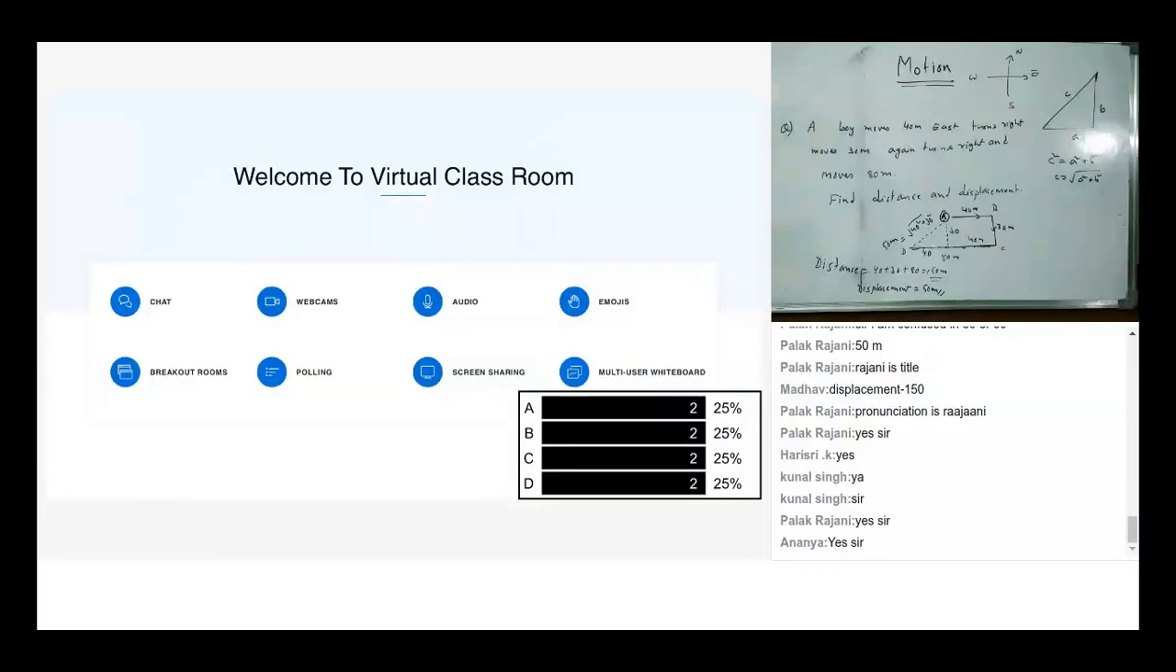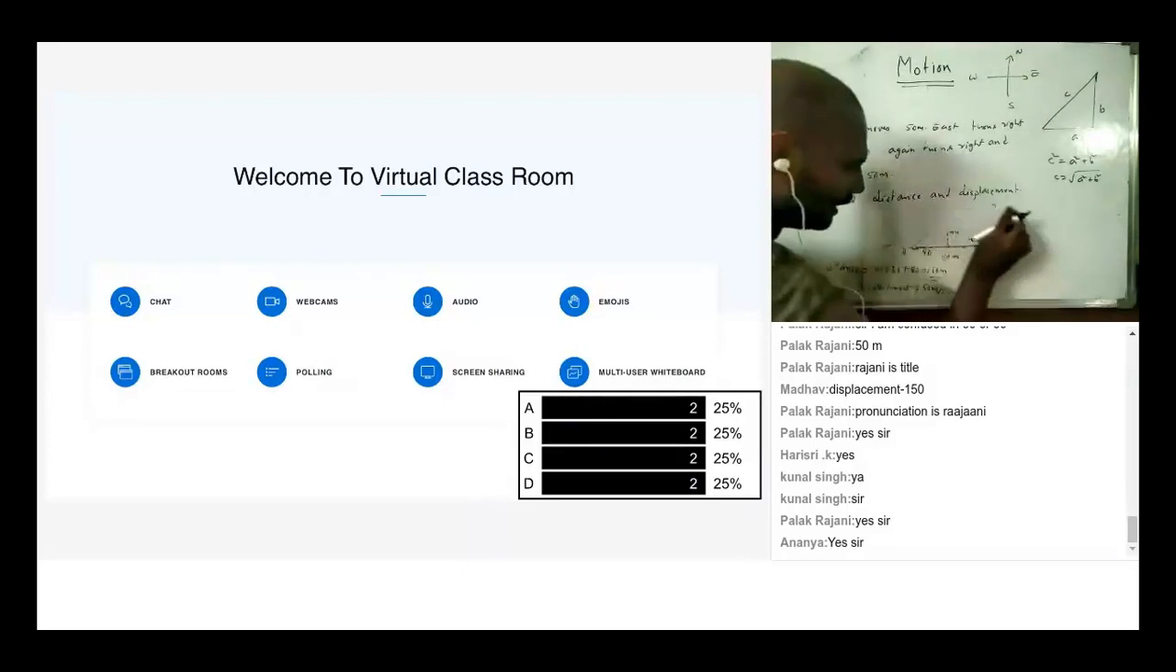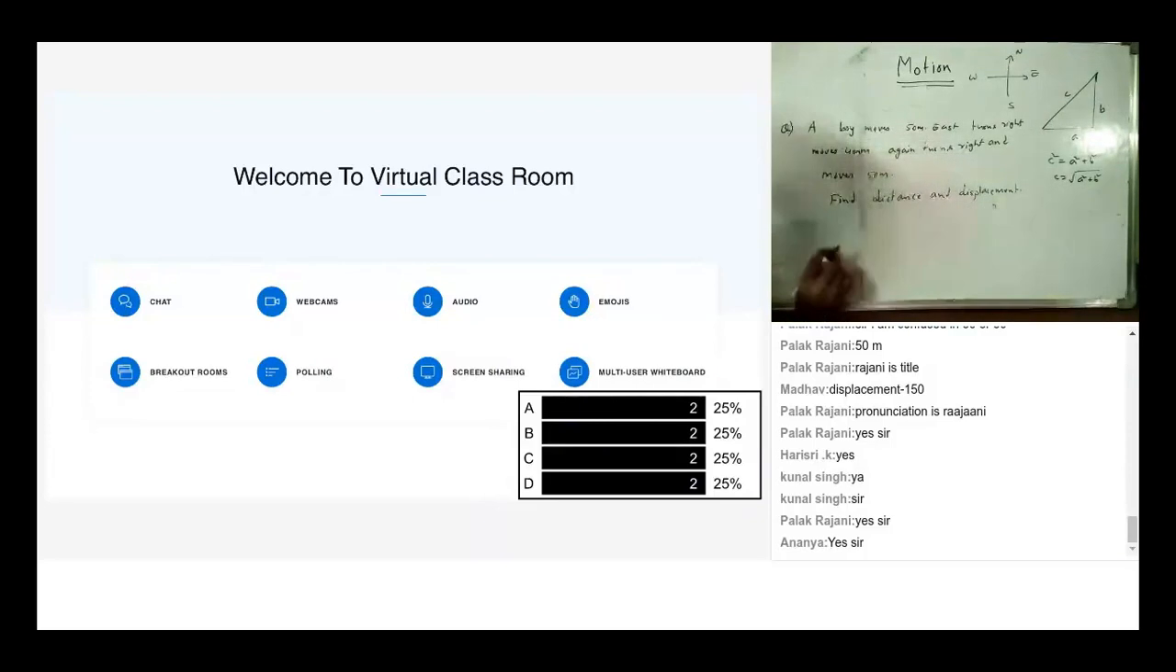Fine. Now let's look at the next part. One more question of this kind, right? Now let's say he travels 50 meters east, turns right and travels, let's say, 40 meters. Turns right and travels 50 meters. Now, can you quickly give me the answer? What is distance and what is displacement?